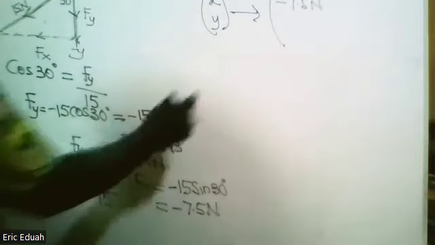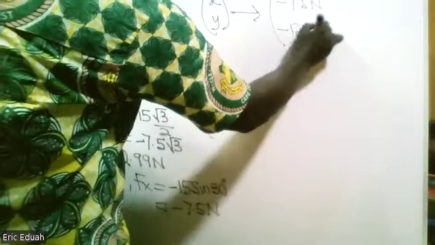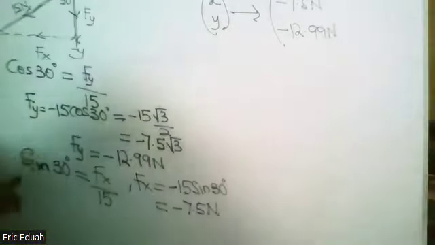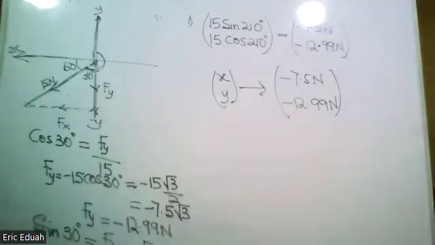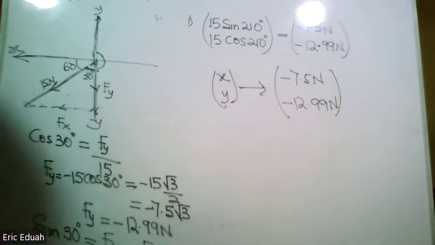So when you arrange this in components, coordinate x, y, you realize that the x component is minus 7.5. The y component is minus 12.99 Newton. Is it different from when we use 120? Class, is it different? No. Okay, try it with the angle 60 degrees.